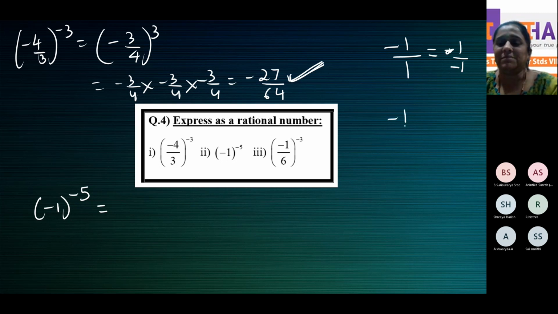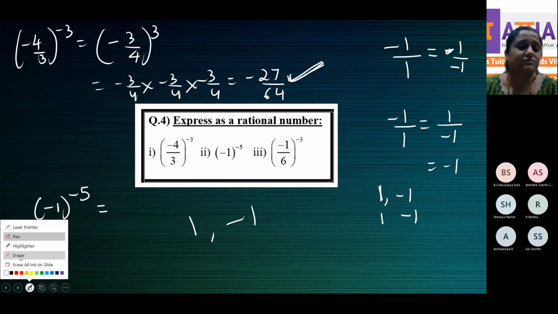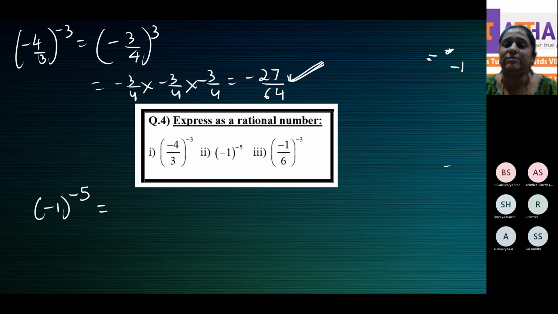See, minus 1 is nothing but minus 1 by 1. Its reciprocal will be 1 by minus 1, which is nothing but minus 1. 1 and minus 1 are their own reciprocals. The reciprocal of 1 is 1. The reciprocal of minus 1 is also minus 1. Is that clear, children? Yes, ma'am. So the reciprocal of minus 1 is minus 1 itself.